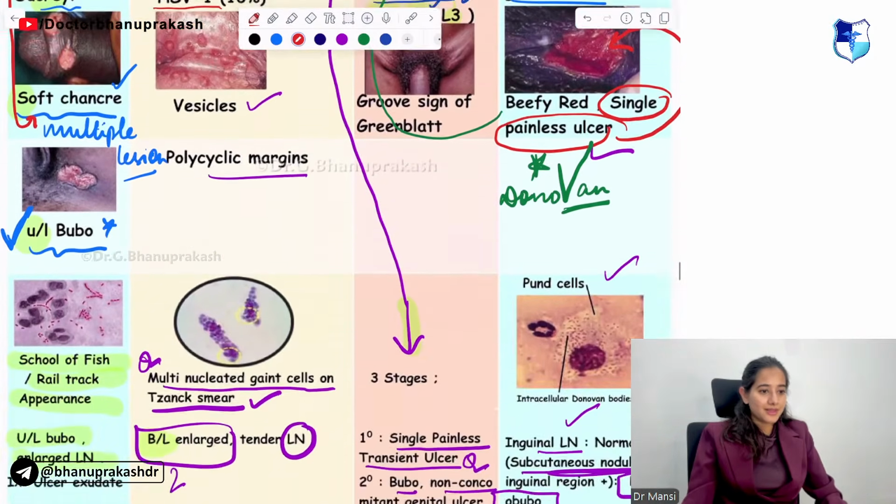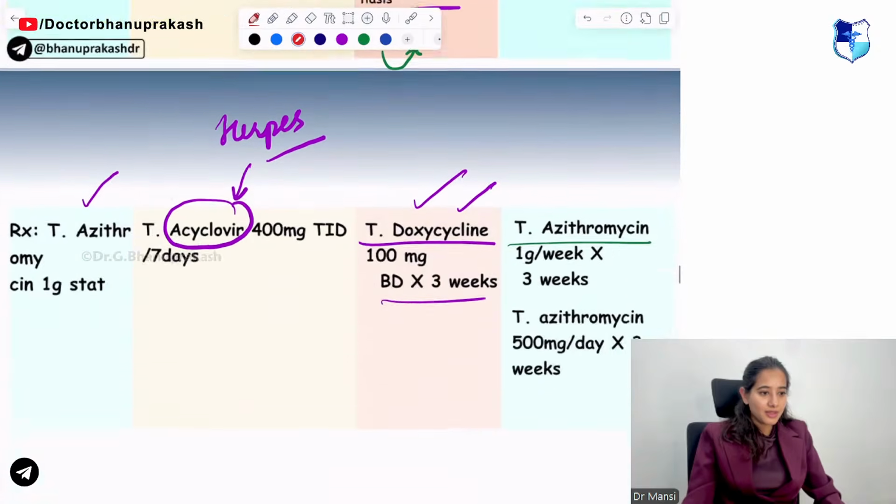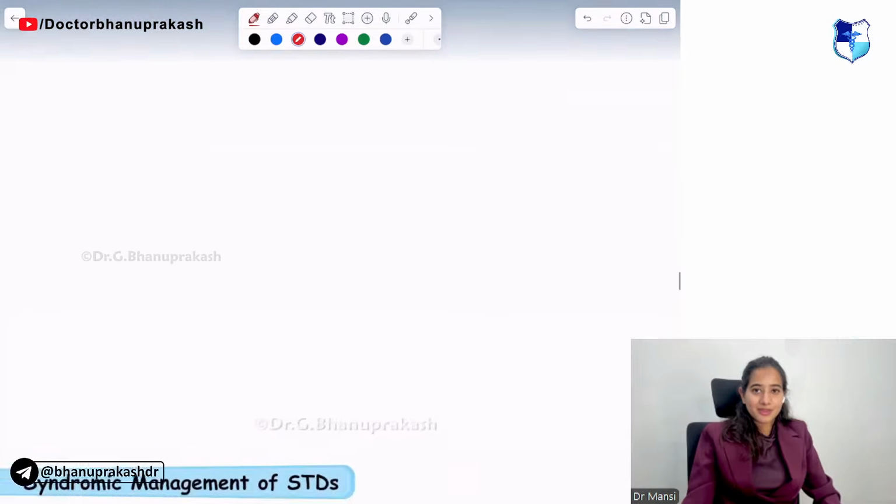So the tricks will be given only wherever it is necessary and needed. Otherwise, it's going to be very difficult for you to remember the mnemonics itself.